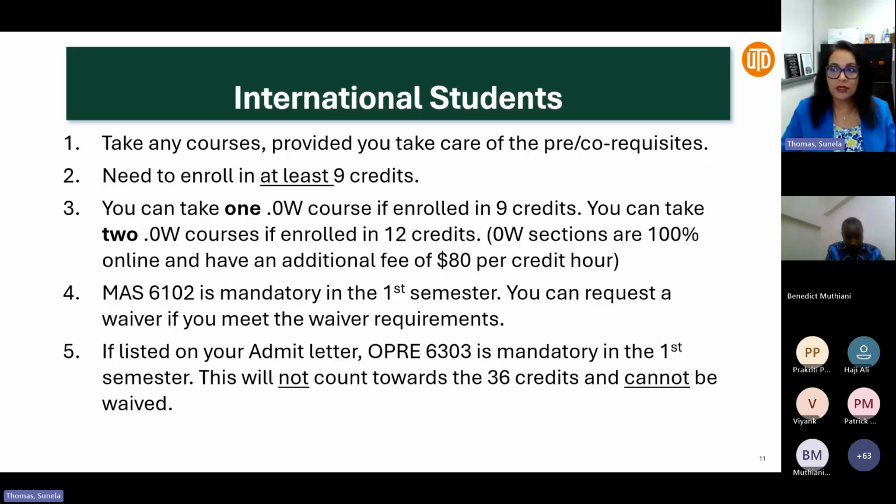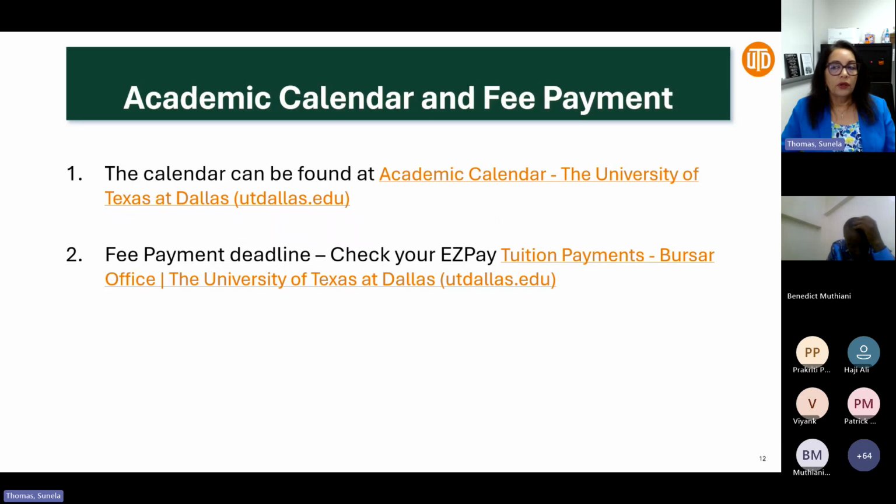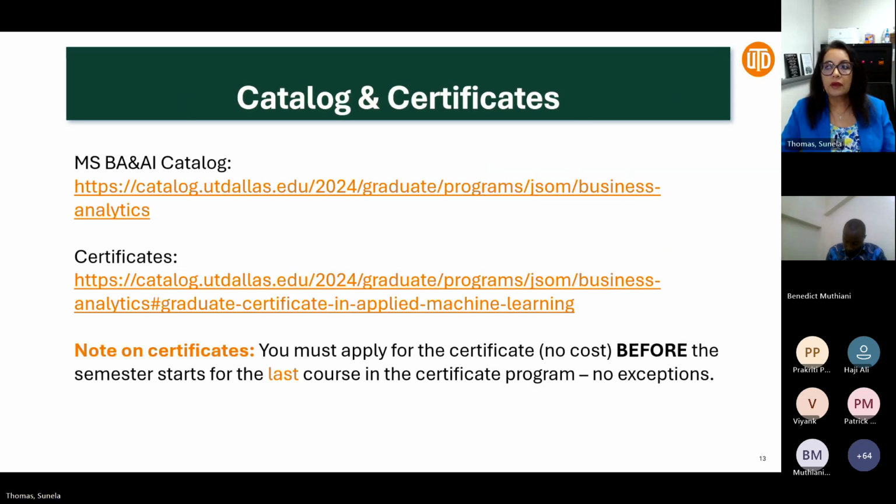For the international students, I think I kind of shared with you the similar thing. I would really recommend that you do not take any online courses. You have to also remember if there is a 100% online class, there is an additional credit hour fee for it. You can look at the academic calendar. Again, I will show you on the website. You can also look at when your fee is due in the website. Each of your portals should show that. You can look at our catalog, like all the different courses that are available for you to do.